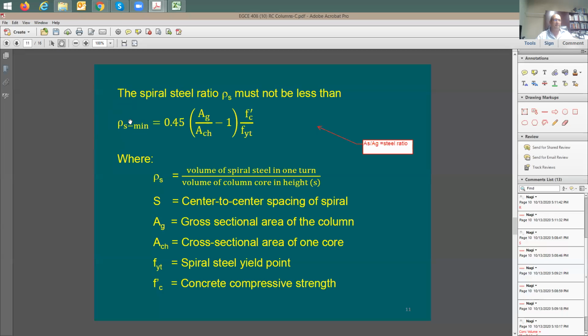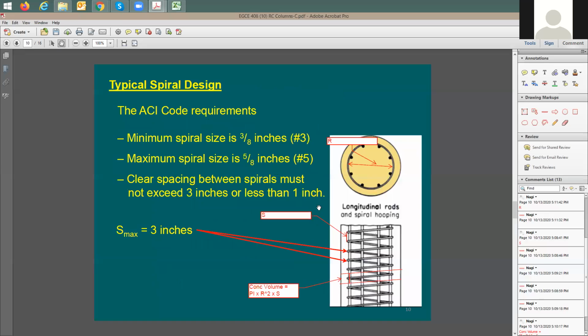Could you repeat that one more time? So for the ACH, that's the cross-sectional area of one core. Are you saying the entire column, or is that just the rebar? No, this is going to be this one here. This is the cross-section area of the column within the spiral, which means this radius here. So the two arrows would be ACH, correct? Yes, this is to determine ACH. Okay.